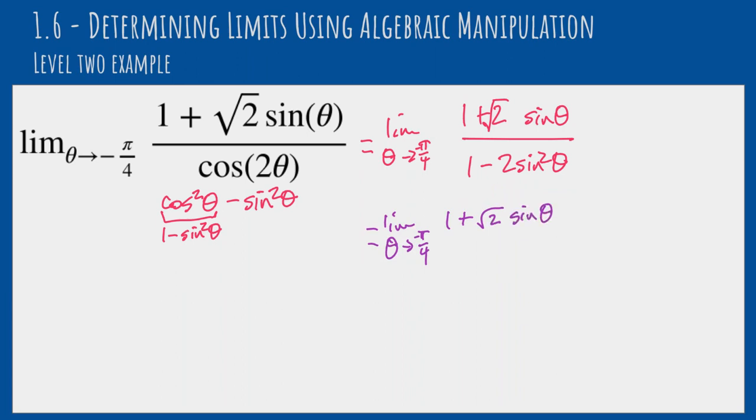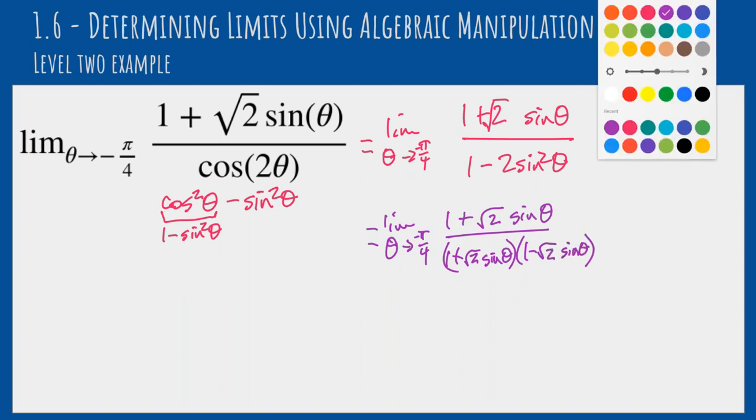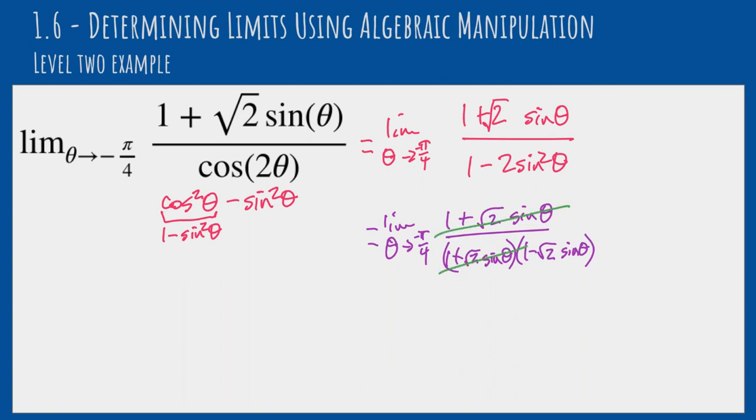And I knew that we wanted to do that because I know then that we'll get that expression as a factor in the denominator. So it's going to be 1 plus square root of 2 sine of theta times 1 minus square root of 2 sine of theta. So we can cancel these. I should have probably pointed out at the beginning that if we did plug in negative pi over 4 for theta, at the beginning we would get 0 over 0. Obviously we don't want that, so we have to do some manipulating.